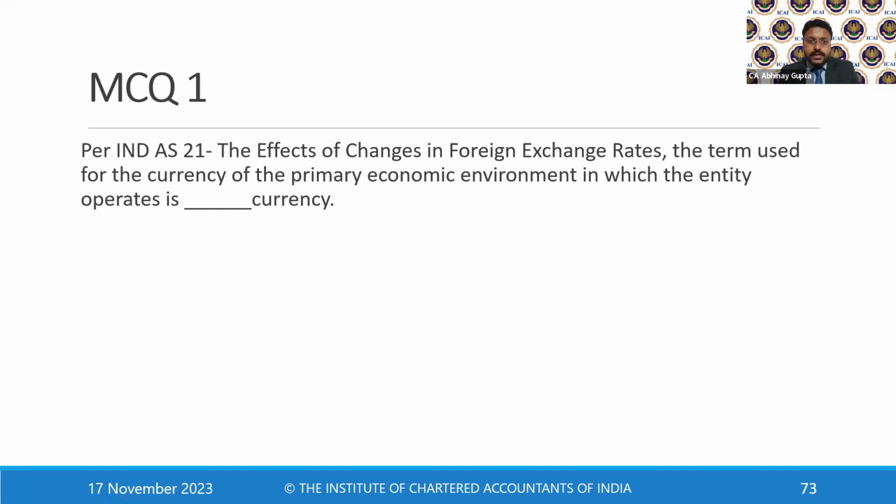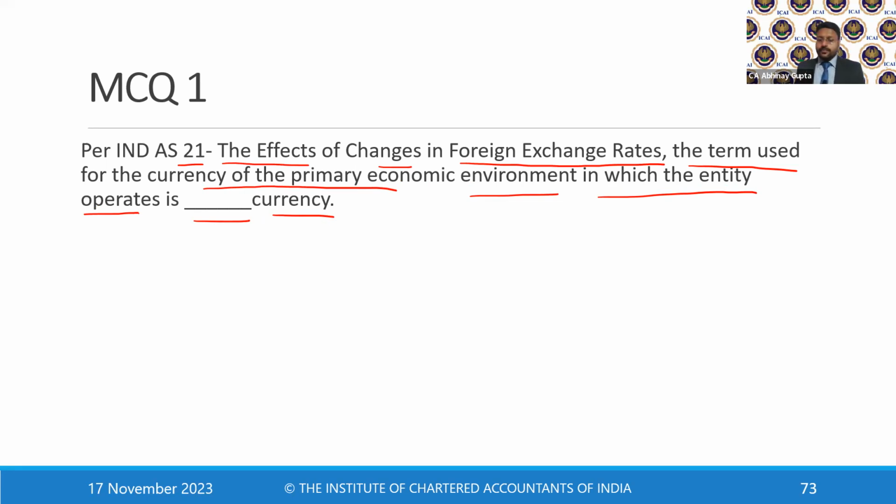So as per Ind AS 21, the effects of changes in foreign exchange rates, the term used for the currency of the primary economic environment in which the entity operates is dash currency. So which currency is this? Now we need to recall whatever definitions we have studied and understood. There are all in all three types of currencies defined by this standard.